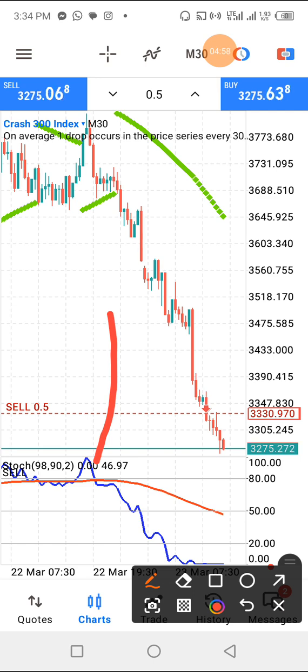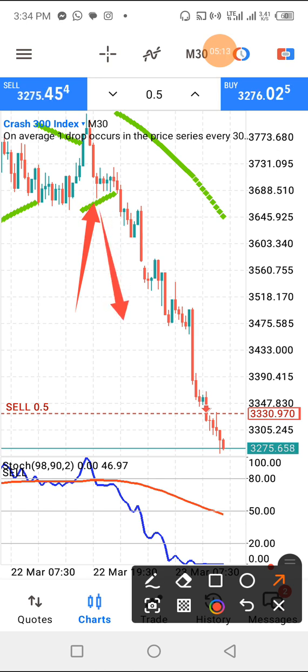So what you do is you wait. Now you only take the trade when price breaks below the parabolic SAR. So immediately price breaks below the parabolic SAR, then you take your sell order. Is that clear? Immediately price breaks below the parabolic SAR, you go with your sell order. Is that clear, guys? So then you hold.